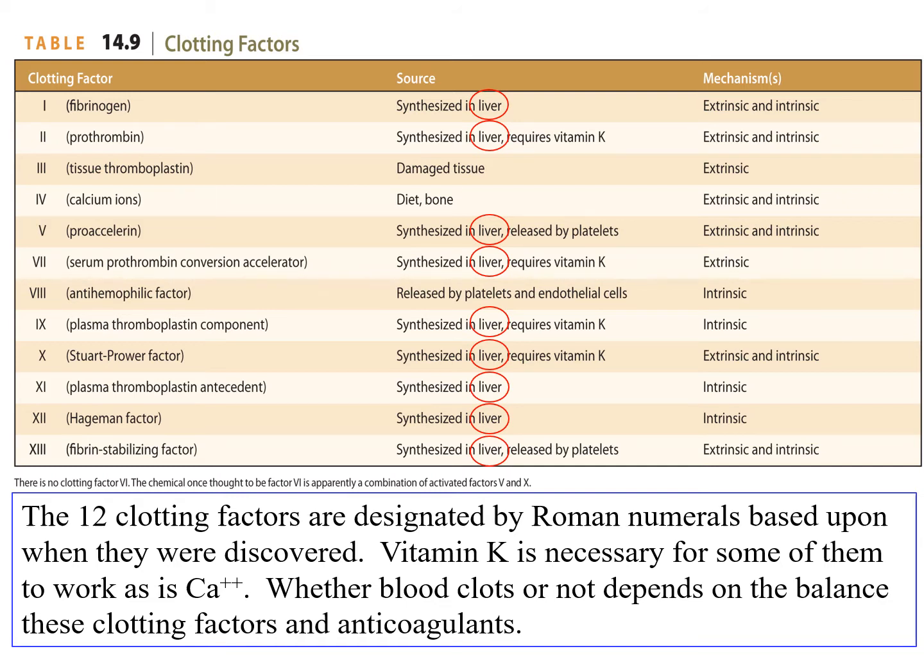I want to draw your attention also to clotting factor number 4. This is calcium ions. We've talked about calcium a lot, how it's involved in muscle contraction, how it helps to build strong bony matrix in bone, right? Well, we also mentioned that calcium plays an important role in blood clotting. It is one of the clotting factors. And of course, we get that from the foods we eat and from storage calcium in the matrix of compact bone as well.